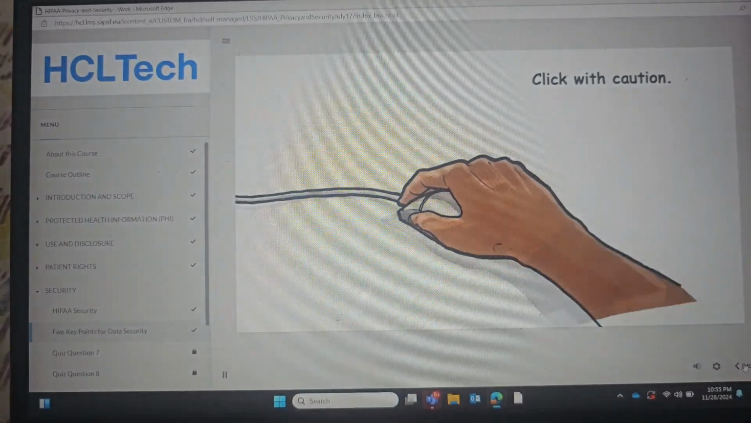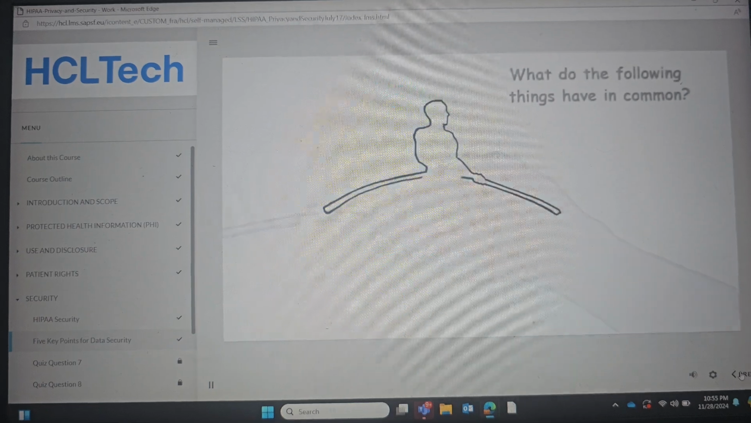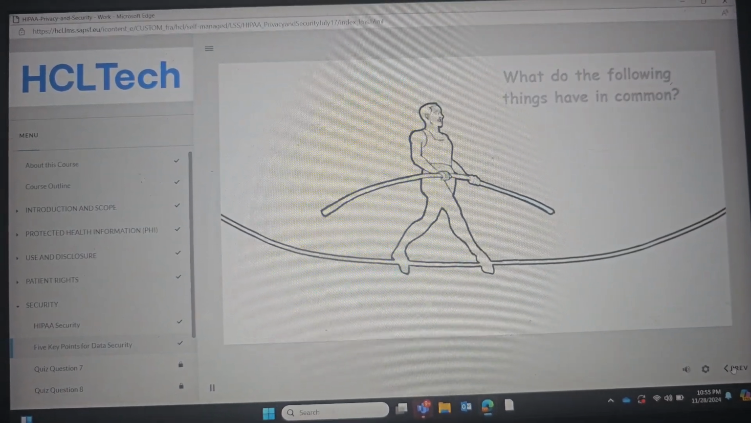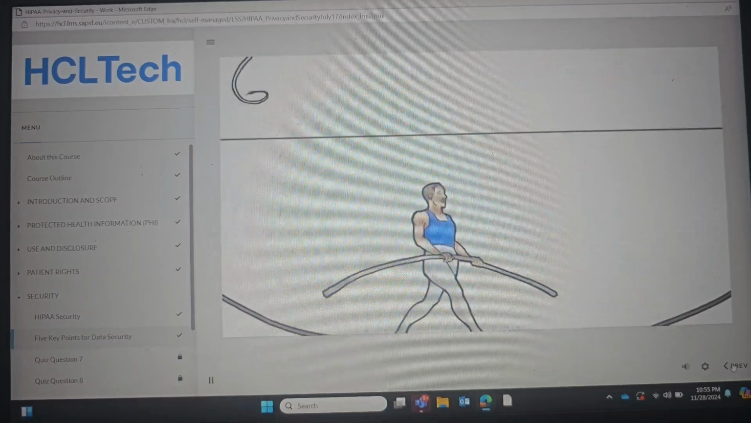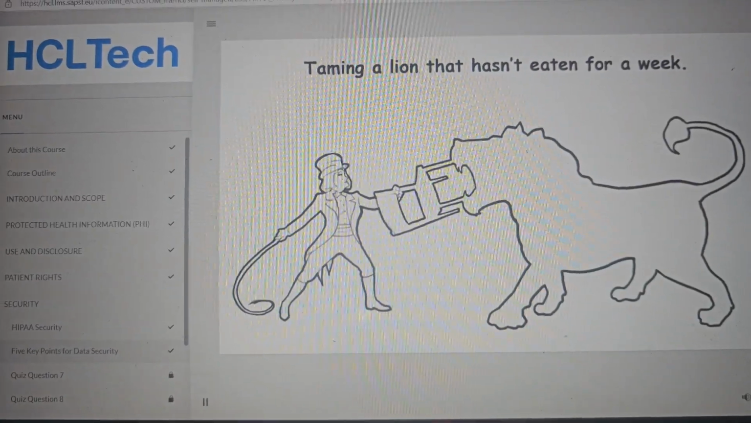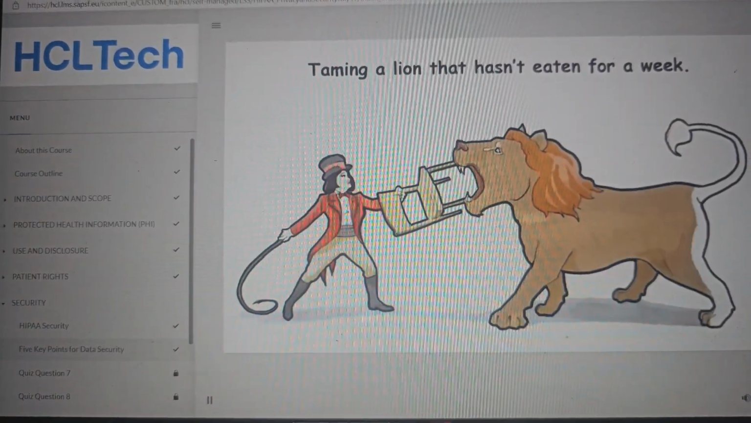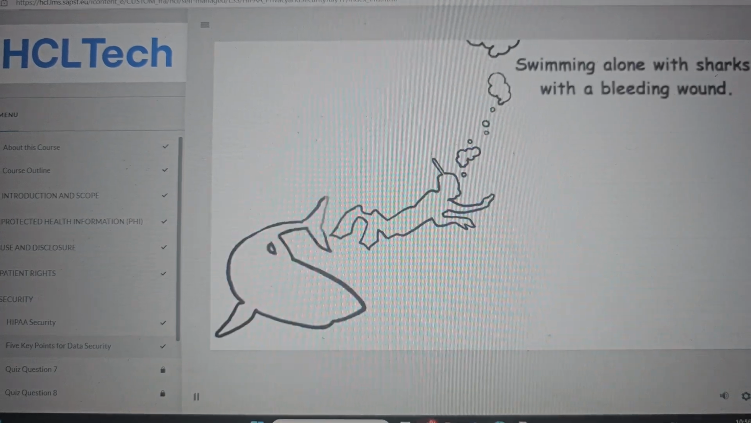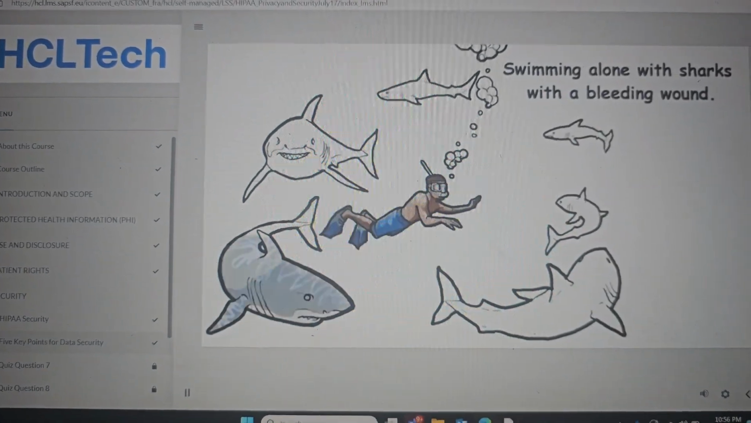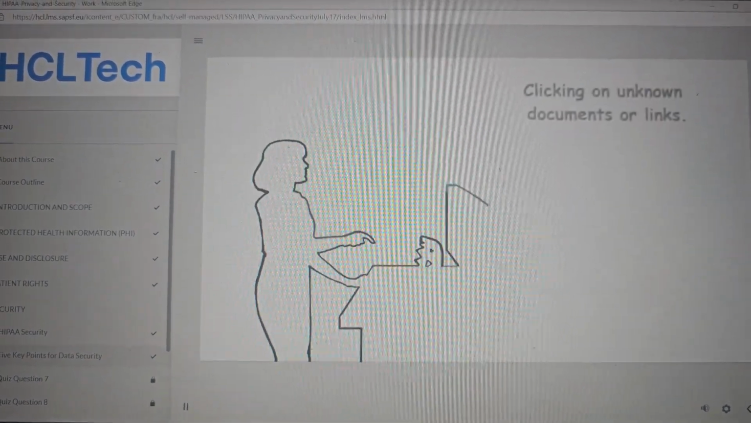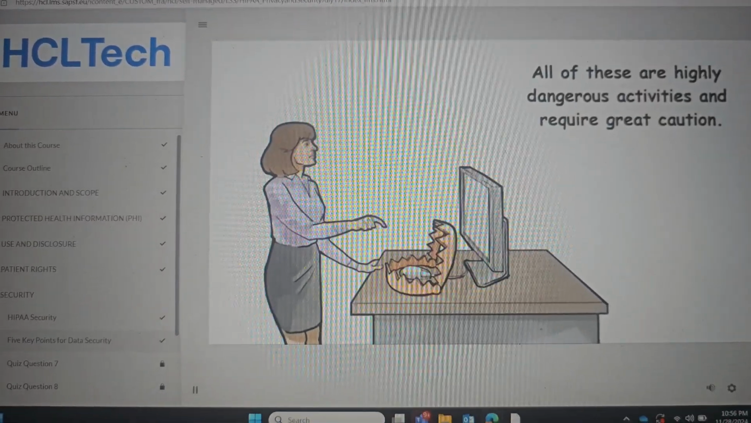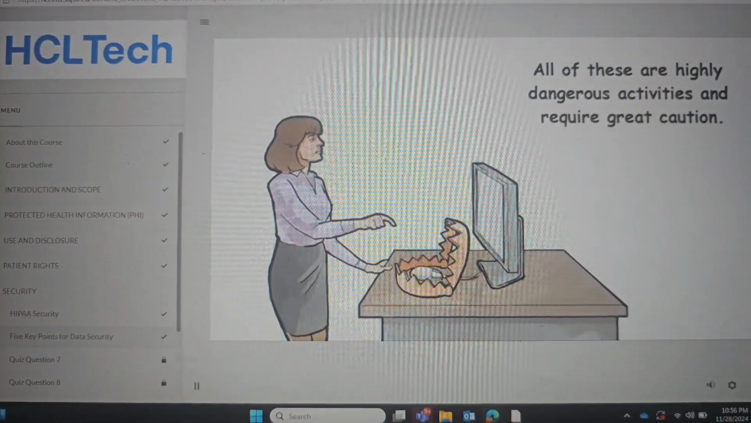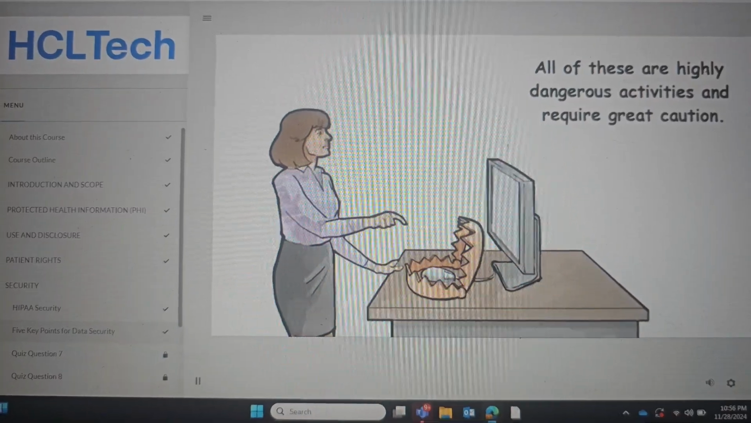Click with caution. What do the following things have in common? Walking on a tightrope high in the sky without a safety net. Taming a lion that hasn't eaten for a week. Swimming alone with sharks with a bleeding wound. Clicking on unknown documents or links. All of these are highly dangerous activities and require great caution.